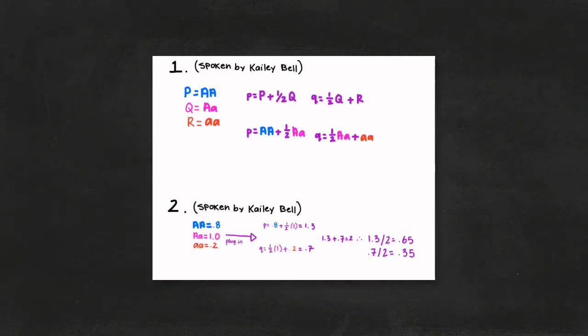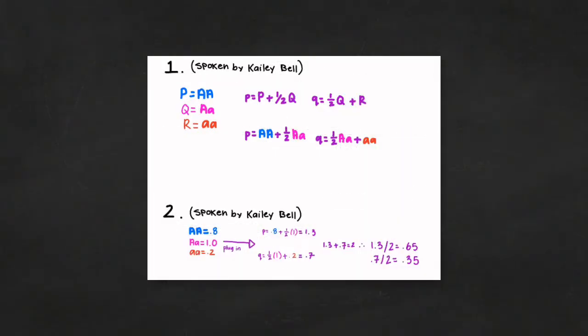The equation to find frequency P is big P plus 1/2 of big Q. This equation makes sense because big P contains both big A alleles, while big Q is only 1/2 of the big A allele. Using this equation, we can find the frequency of big A. Applying the same reasoning, you can determine the equation to find the frequency of Q as shown.